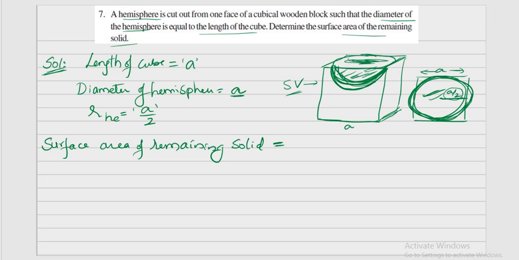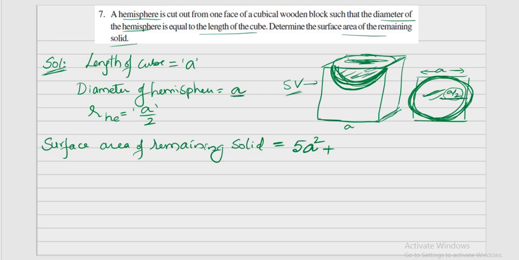So out of these 6 faces, 5 faces are not disturbed, no? So those 5 faces are as it is. Since those 5 faces are as it is, so we can directly take those 5 surface areas, no? So what are those 5 surface areas? Equal to 5 times a square, because each face is a square, so each face will have the area a square. So such type of 5 faces will be.